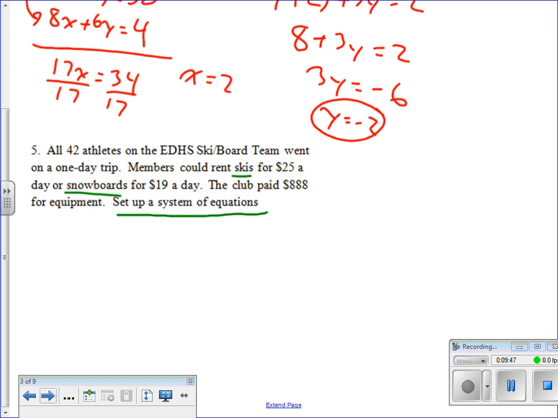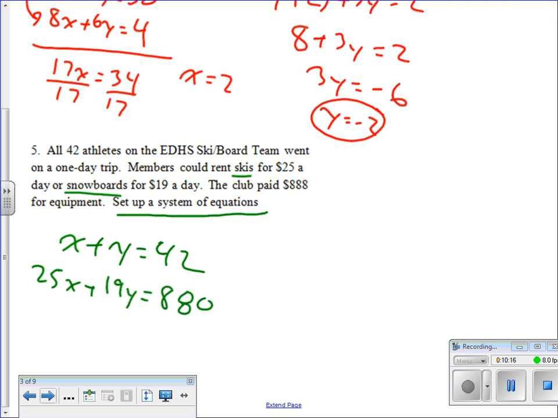But realistically, x plus y equals 42, because I got 42 kids on the team. X number rented skis, y number rented snowboards, or vice versa. It doesn't really matter at this point. If I were solving it, it would matter more. Then I got price for one, price for the other, and how much they spent. 25x plus 19y equals 888. And that's it. One for how many, one for how much.